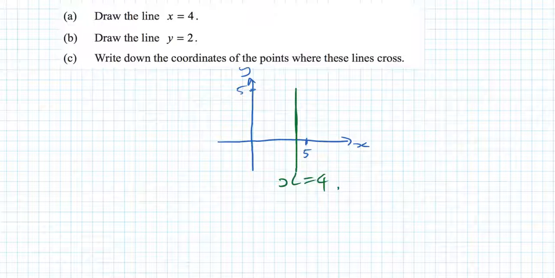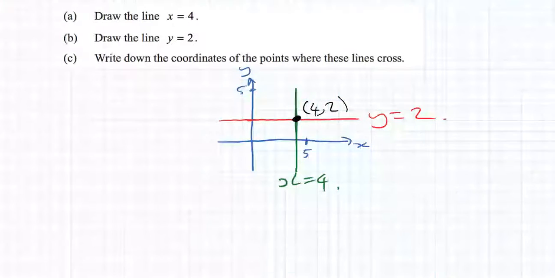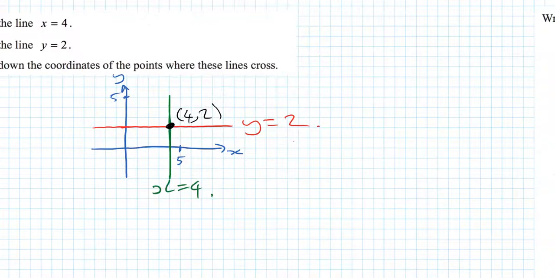If I want to find the line y equals 2, I find y equals 2 on the y-axis. There it is, marked in red. And I can just extend that in both directions as well. There's my line y equals 2. What's the coordinate point where they cross? Well, we're looking for the coordinate point there. It's got to have an x-coordinate 4 if it's on that green line. It's got to have a y-coordinate of 2 if it's on that red line. Of course, it is the coordinate point 4, 2.